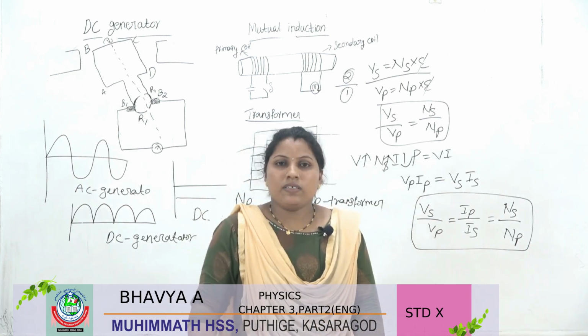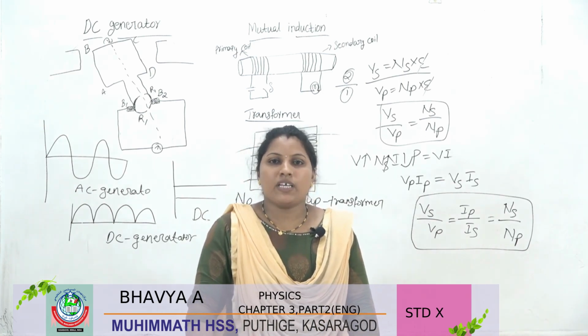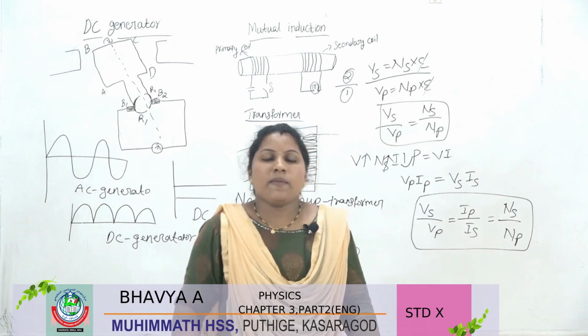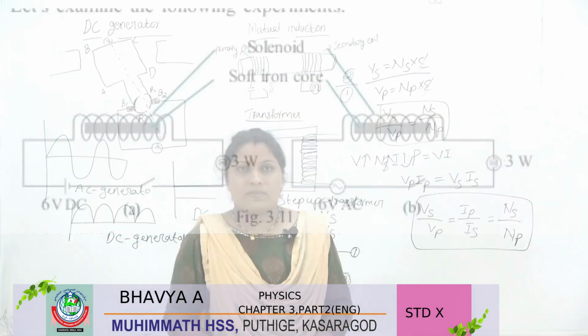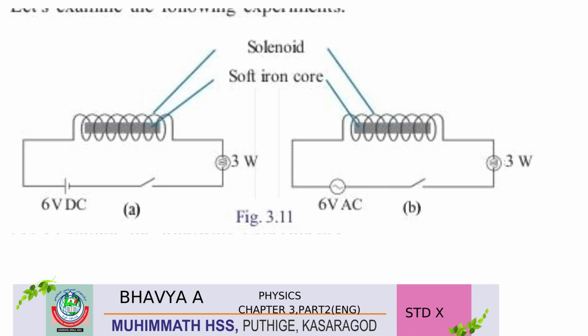So next we are discussing self-induction. See the picture. There are two solenoids, no? In the first circuit, 6 volt DC is connected. In the second, 6 volt AC is connected. When switched on, the solenoid is inserted with a soft iron core, no?